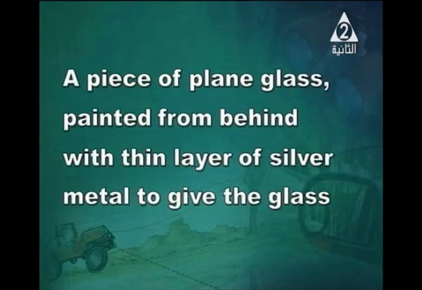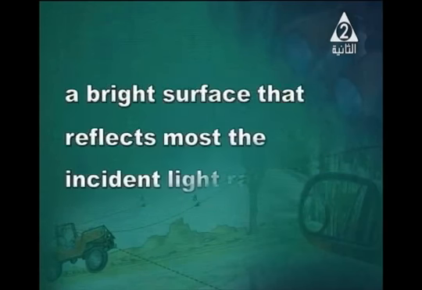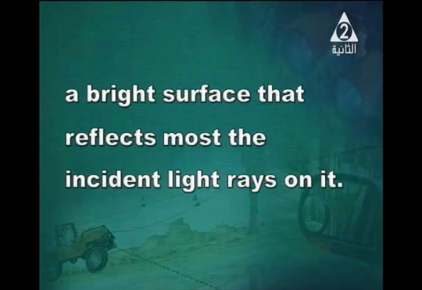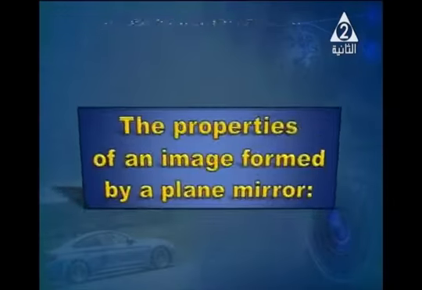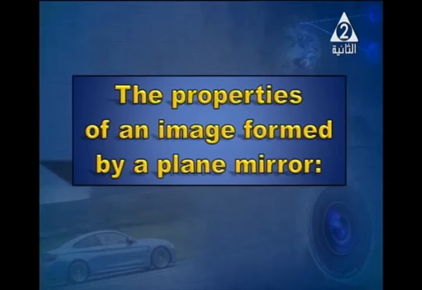Firstly, we will talk about the plane mirror. The plane mirror is a piece of plain glass painted from behind with a thin layer of silver metal to give the glass a bright surface that reflects most of the incident light rays on it. This is the definition of the plane mirror. What are the properties of the image formed by a plane mirror?